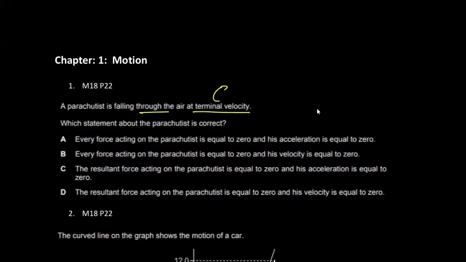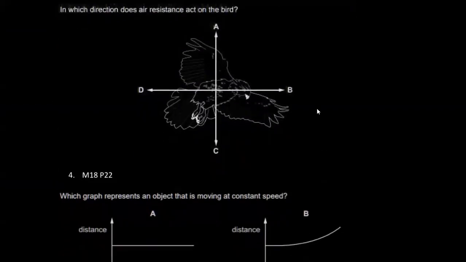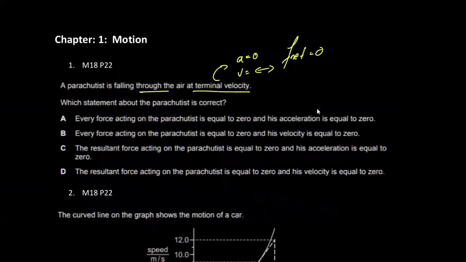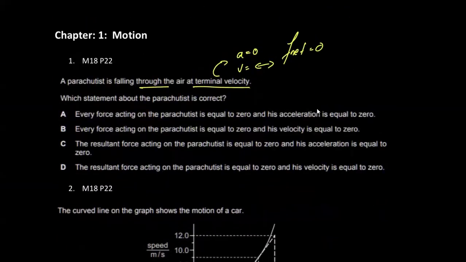Terminal velocity का मतलब है हमारे पास acceleration zero है, our velocity is constant, and our F net is zero. These are the three things that should come into your mind whenever you hear the word terminal velocity. Now, which statement about the parachutist is correct?